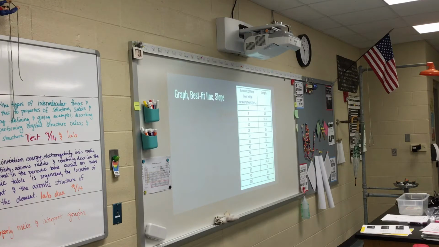Look back at your notes if you need to decide or figure out or look at what I want to see when I look at your graphs. Okay? Use those notes that we took.